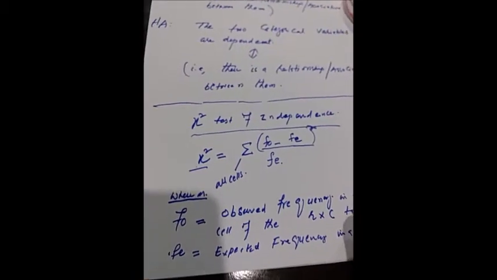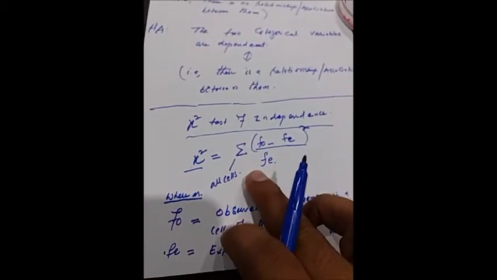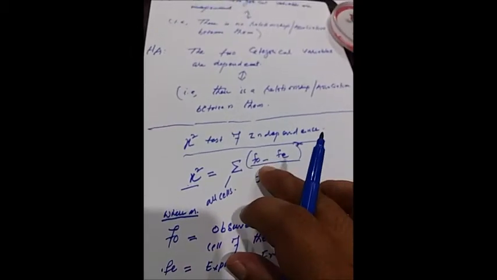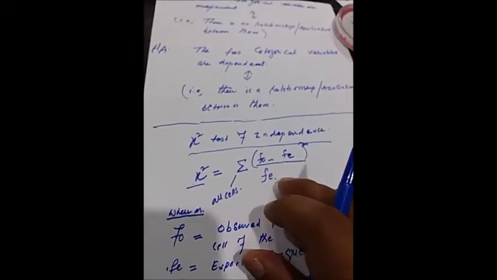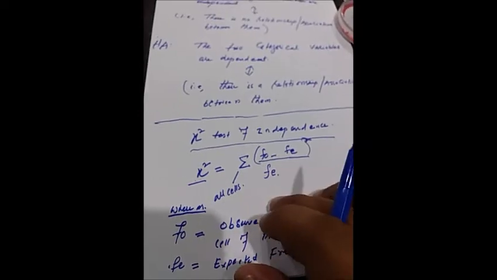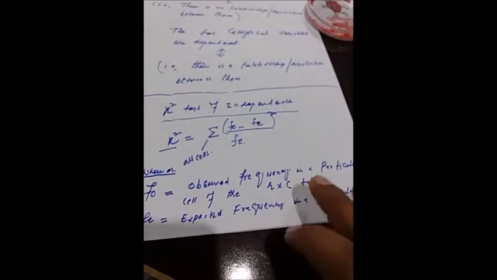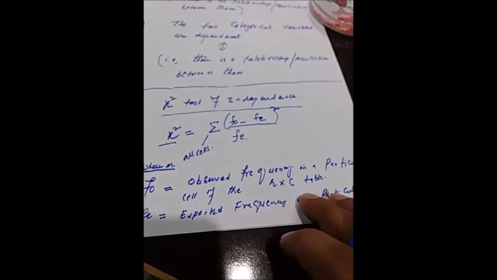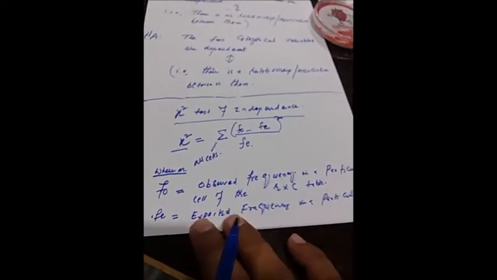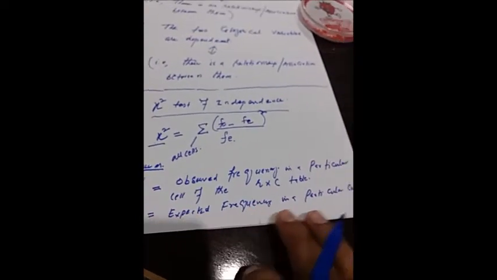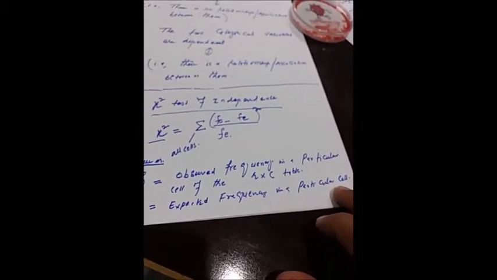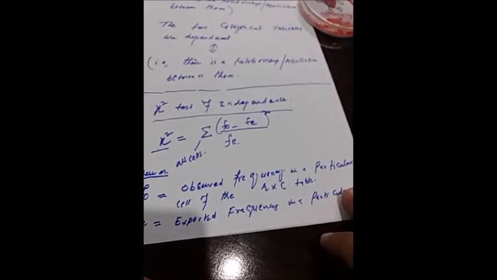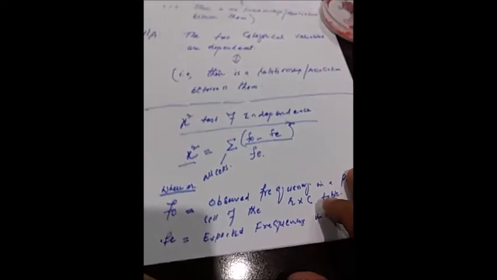Chi-square is equal to the summation for all cells of (FO minus FE) whole square divided by FE, whereas FO is the observed frequency in a particular cell of the row multiply column table, whereas FE is the expected frequency in a particular cell of the row multiply column table.